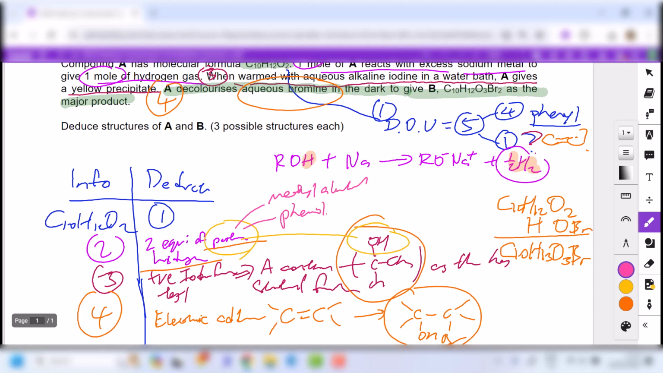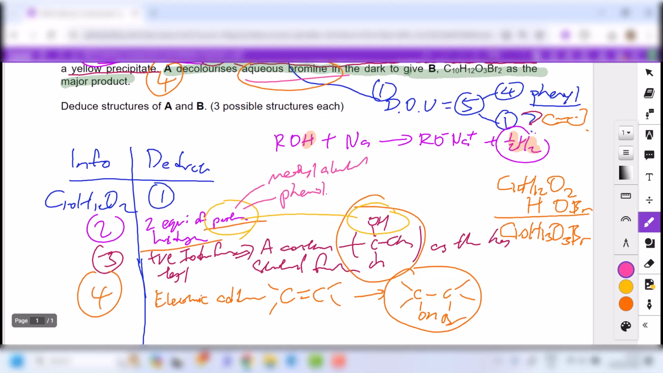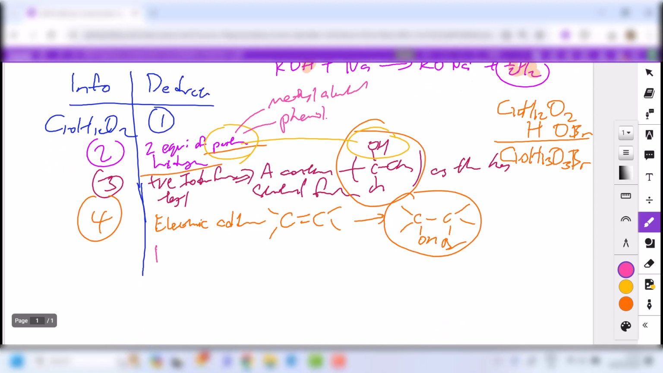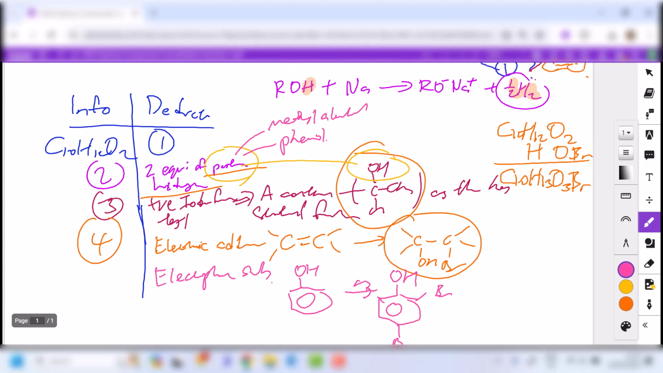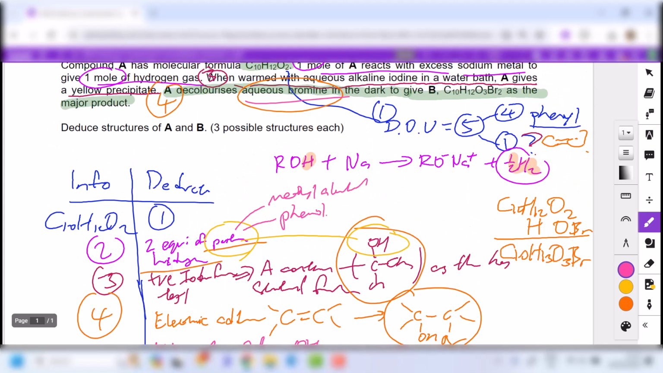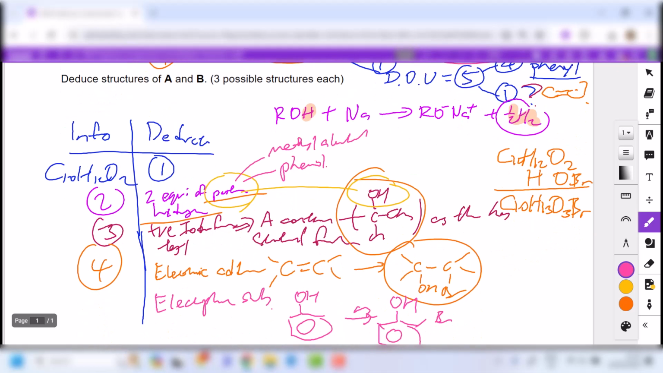Does it ring a bell that under aqueous bromine, phenol undergoes electrophilic substitution? Yes, it does ring a bell. Electrophilic substitution, correct. So the generic electrophilic substitution of phenol gives 2,4,6-tribromophenol. That's the generic one. But based on what we have understood earlier, using this formula, we are just missing one Br.